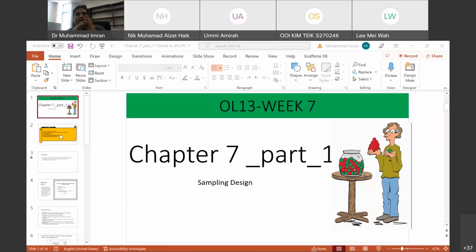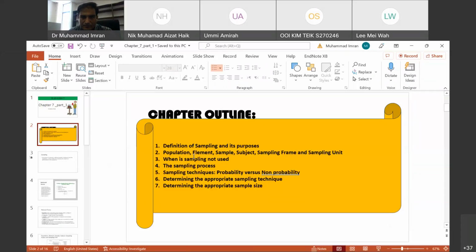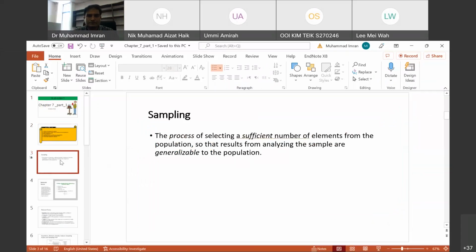Okay, my dear class, today's lecture will be about chapter number 7, part 1, which is about sampling design. Further contents related to chapter 7, definitions, we will cover in today's lecture. So the first topic of today's lecture is sampling.